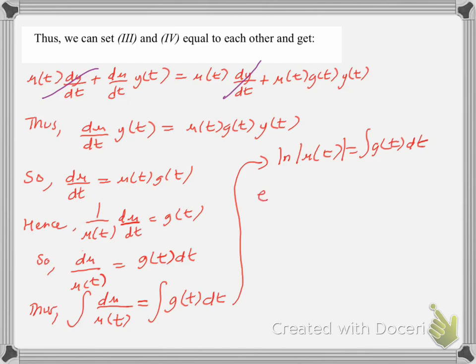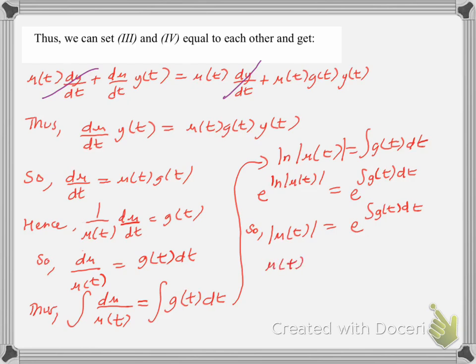But we take e to both sides, right? So e raised to the natural log of mu of t equals e to the integral of g of t dt. And so on the left-hand side, we know this simplifies to the absolute value of mu of t equals e to the integral of g of t dt. And mu of t equals e to the integral of g of t dt.